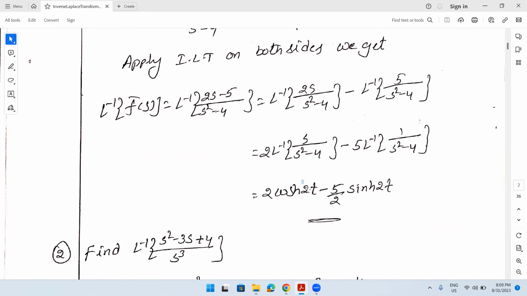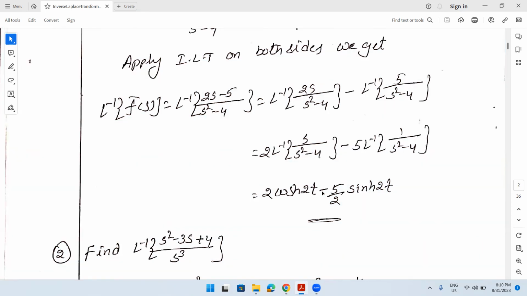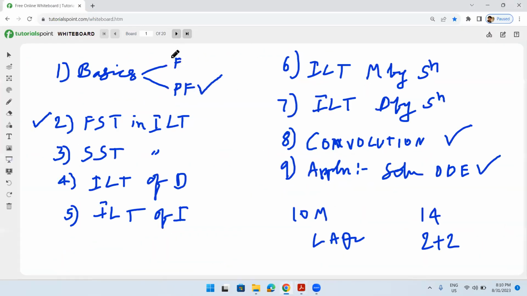What is the value of a here? 2. And next, minus 5 into L inverse of 1 by (s square minus a square). Here also a square is 2 square, the a value is 2. 1 by (s square minus a square) is 1 by a into sin h at. A value is 2, so 1 by 2 sin h 2t. That's the formula, used directly. In the first topic we see only the problems related to using direct formulas.